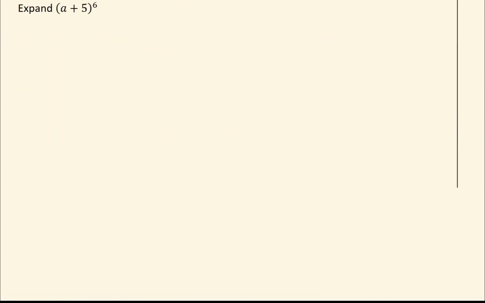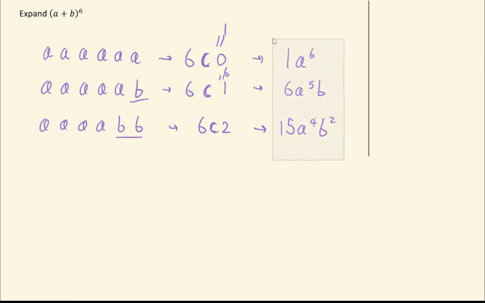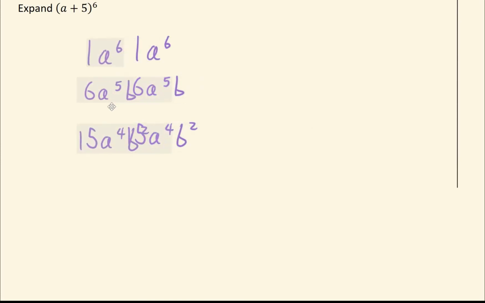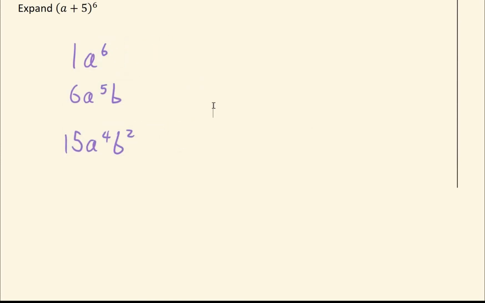And again, from here, I could work out something like a plus 5 to the power 6. Let me start with the first 3 terms. So my first 3 terms were here. If I'm working out a plus 5 to the power 6 rather than a plus b to the power 6, that is the exact same question, except now I've replaced my b's with 5. So a to the 6 won't change at all because that's only got a's in and no b's.